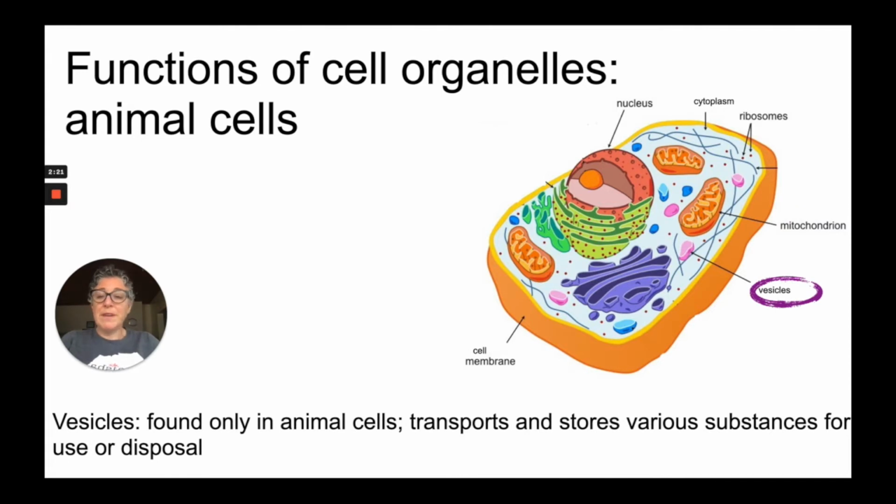We have vesicles. I did mention in a previous video that vesicles are only found in animal cells. These are structures that transport and store various substances for use or disposal. So if something like carbon dioxide is produced by the mitochondria, a vesicle would carry the carbon dioxide molecules to the cell membrane so that it could be disposed into the bloodstream and therefore not harm the cell itself.